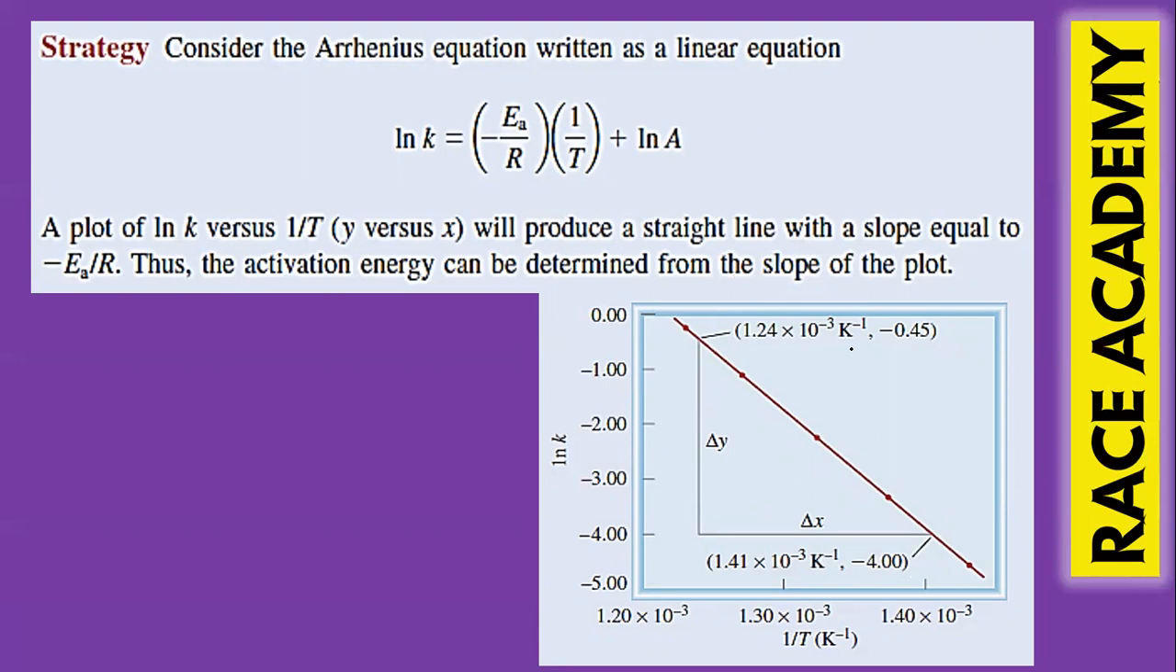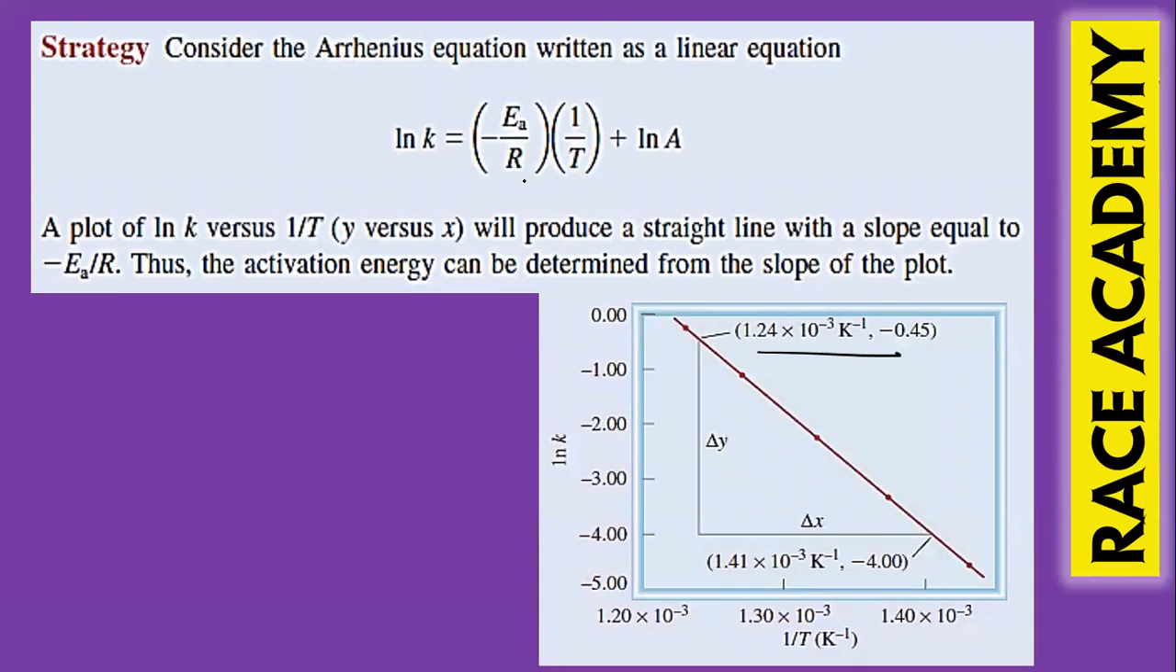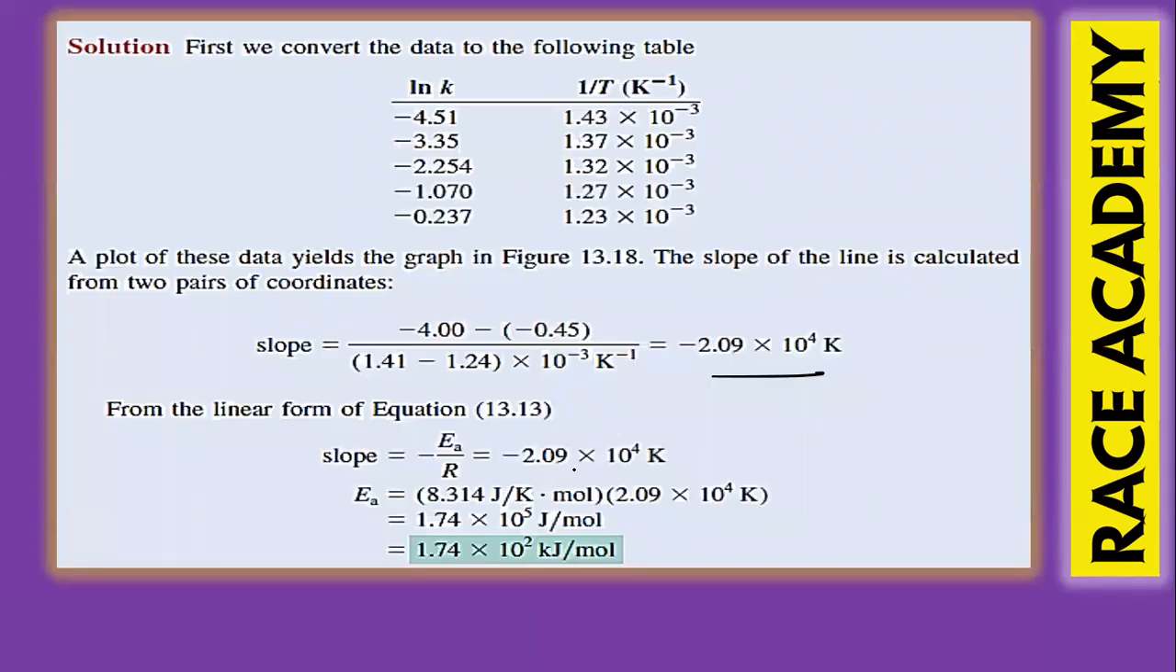This is the slope calculation. If you observe, that is y2 minus y1 by x2 minus x1. That slope we got is minus 2.0 into 10 to the power of 4. From this expression, minus Ea by R is the slope. That Ea by R is equated to this number. And substituting the R value, we got the activation energy as 1.74 into 10 to the power of 2 kilojoules per mole.